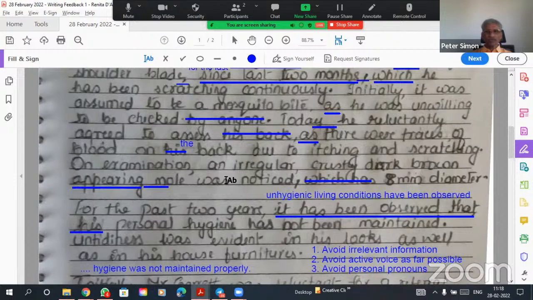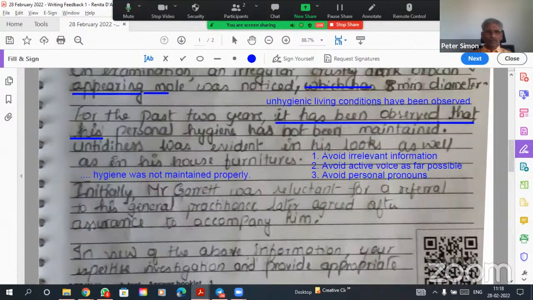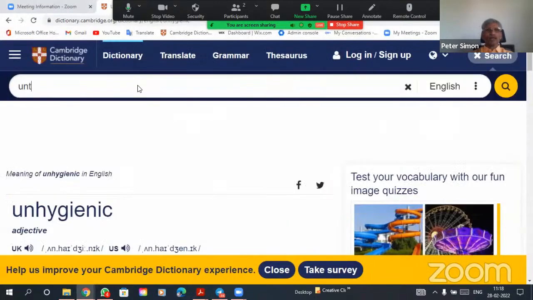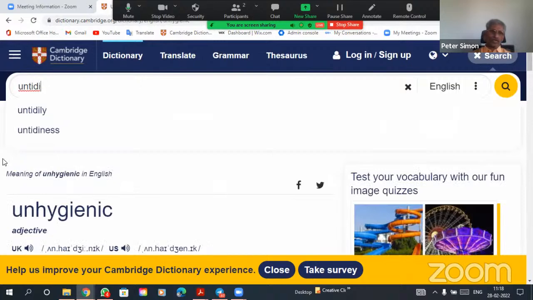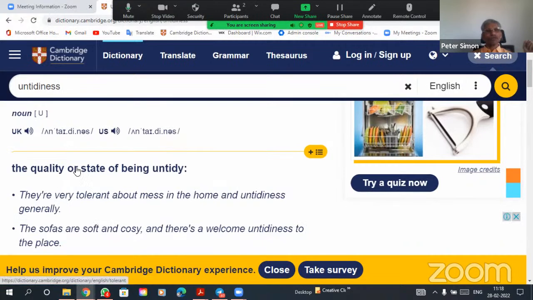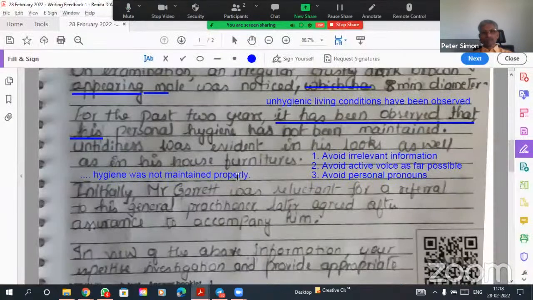On examination, that's finished. For the past, fine. Untidiness was evident. Can you use another better word for untidiness? Untidiness is there, but can you use a better word? Some other word. Untidiness was evident in his looks as well as in his house furnitures.